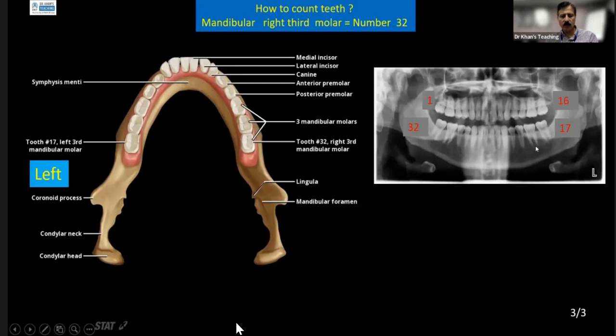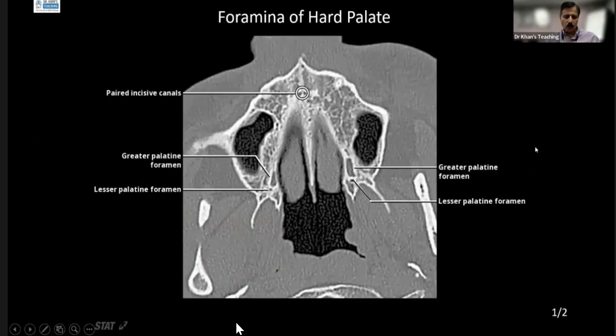For example, if there is something happening here and you want to say that, second molar on left side, mandibular molar on left side, it's fine. So this is a CT scan. This is a part 1 scenario.